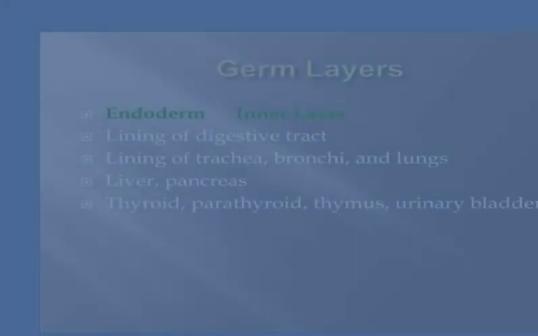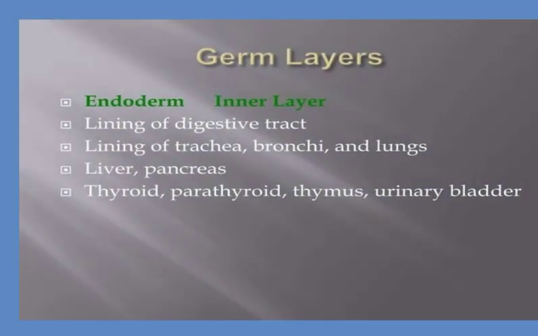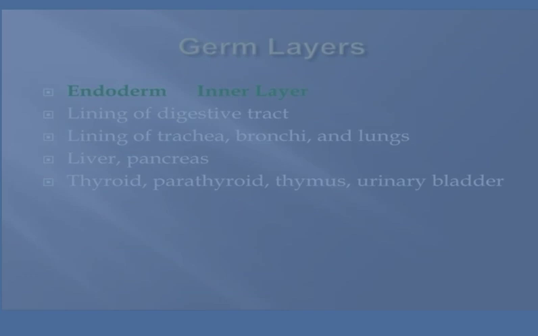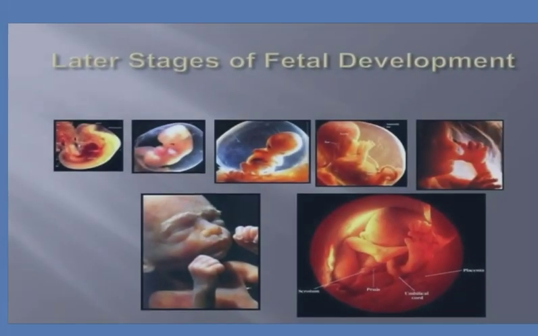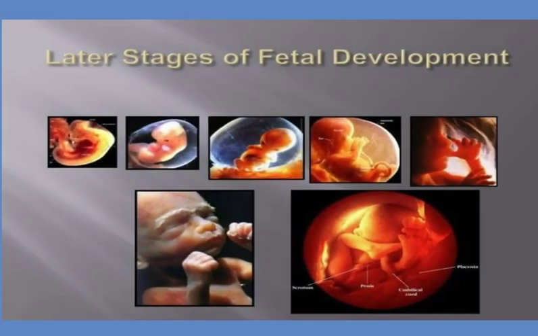Whereas the endoderm, the innermost layer, gives rise to the lining of the digestive system, lining of trachea, bronchi and lungs, liver, pancreas, thyroid, parathyroid, thymus and urinary bladder. So these are the later stages of fetal development.